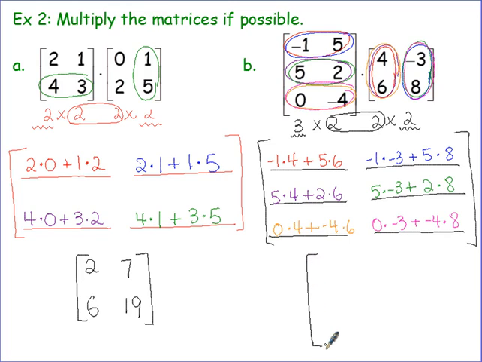Pick up your calculator. -1 times 4 plus 5 times 6 is 26. -1 times -3 plus 5 times 8 is 43. 5 times 4 plus 2 times 6 is 32. 5 times -3 plus 2 times 8 is going to give you a 1 in the calculator. 0 times 4 plus -4 times 6 is -24 in the calculator. And finally, 0 times -3 plus -4 times 8 is -32.